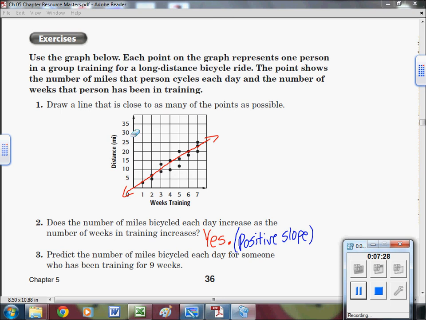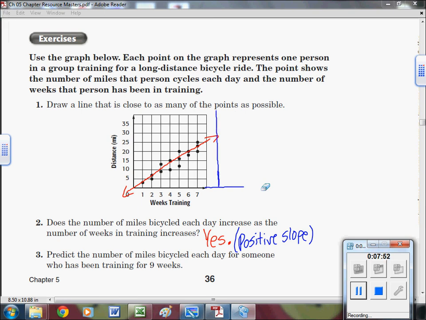Number 3 says, predict the number of miles bicycled, and this is the main skill that we want to focus on, being able to make predictions. It says, predict the number of miles bicycled each day for someone who has been training for 9 weeks. You'll notice 9 weeks is not even on our graph, it's out here. So to help you visualize that estimation, I'm going to extend this graph.